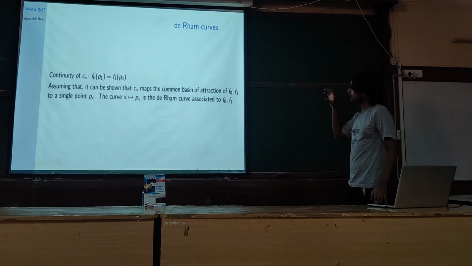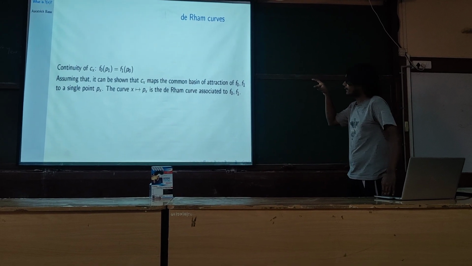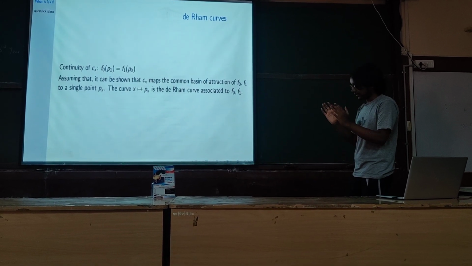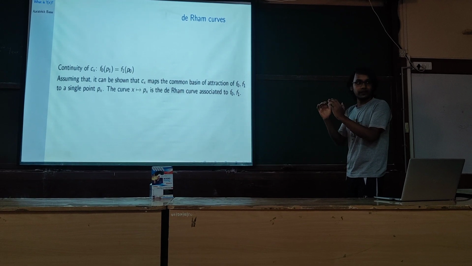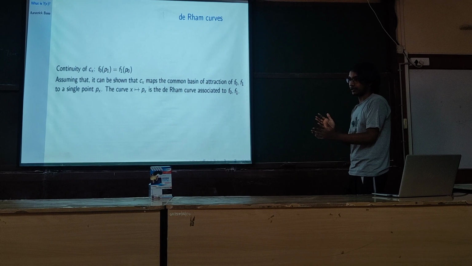So this is saying essentially that, recall that P1 is fixed by F1 and P0 is fixed by F0, right? So what this is saying is that the basin of attraction of F0 and the basin of attraction of F1 intersect, they are not disjoint.